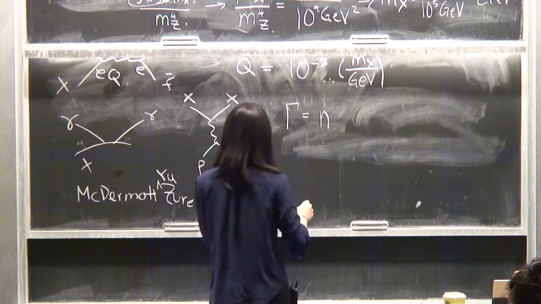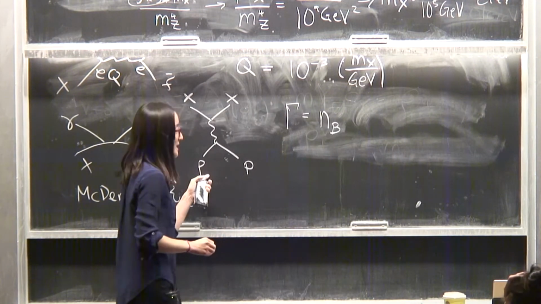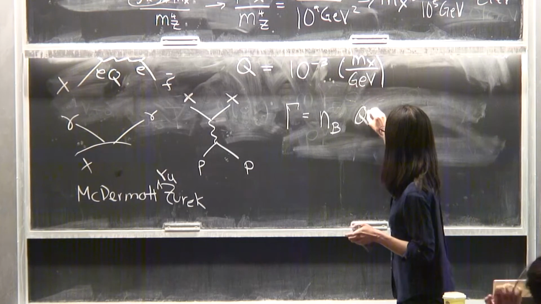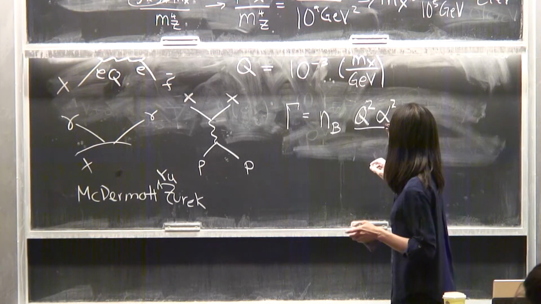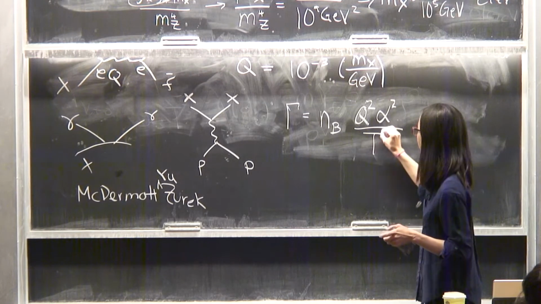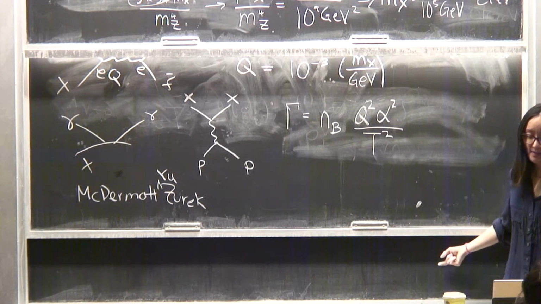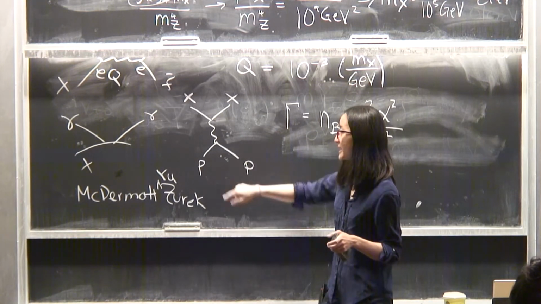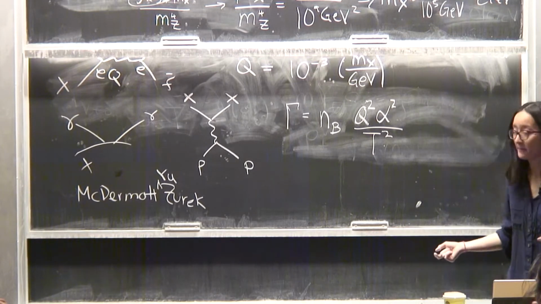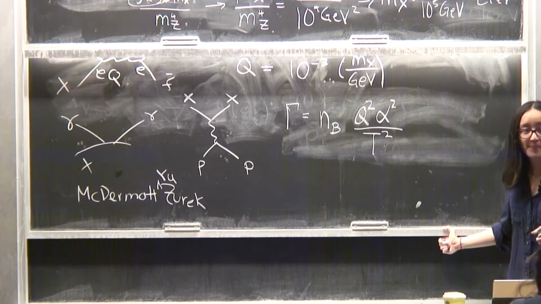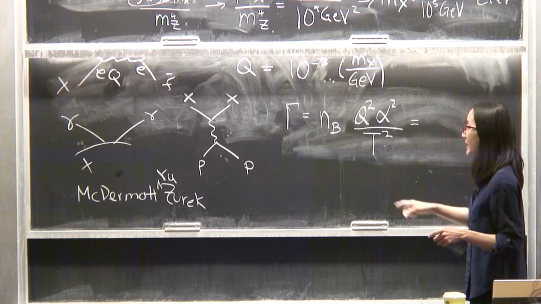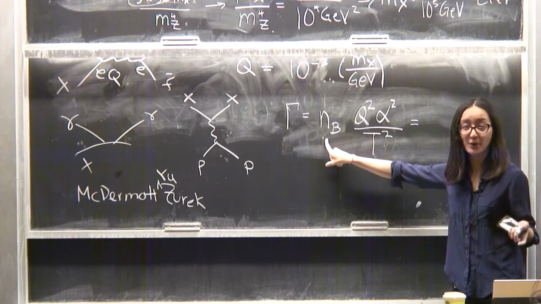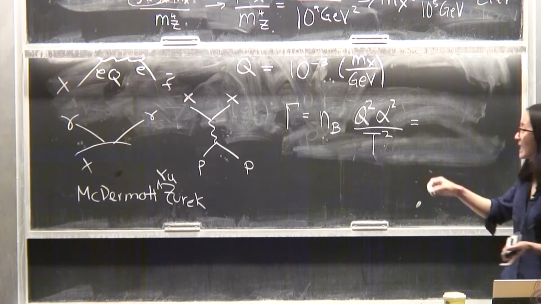So this rate goes as the number density of the baryons times some cross-section, which goes as the millicharge squared, alpha squared over T squared. Okay, so now I don't have the mass suppression because this is a scattering process and not an annihilation process. The number of baryons can be written in terms of the number of photons because we know that the baryon to photon ratio is about 10 to the minus 10.